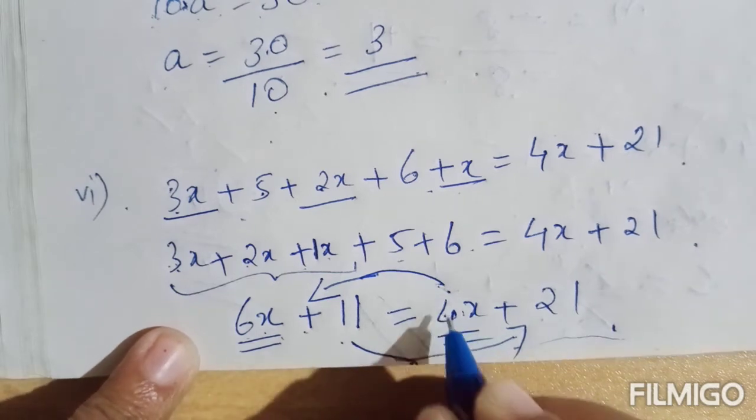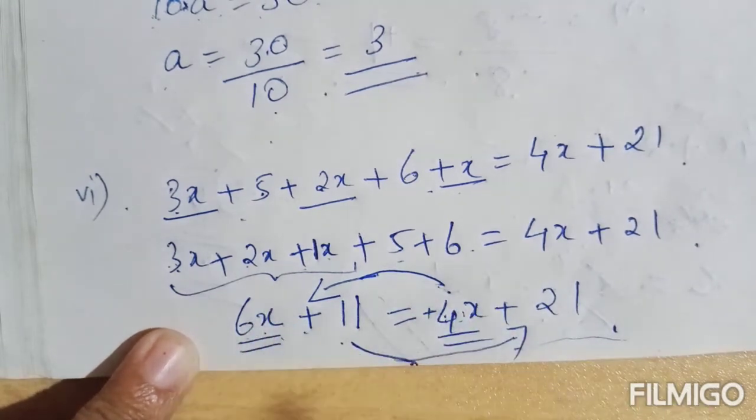Okay, so 4x, that is plus 4x we are taking to the other side, so that will be negative 4x.